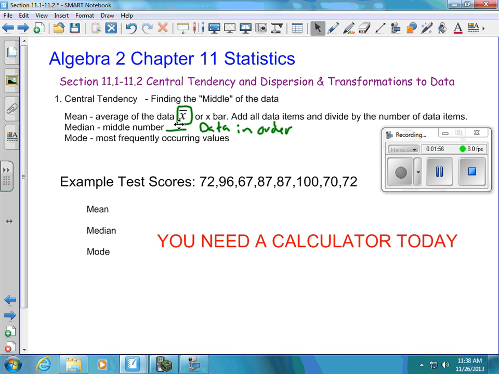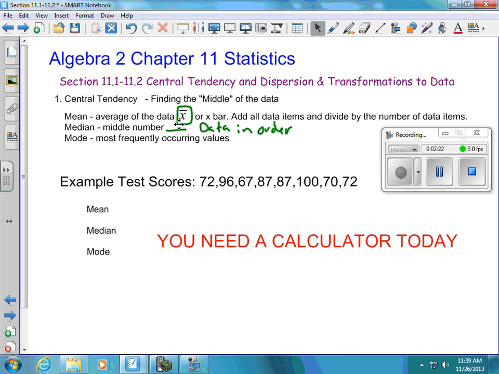If two or more values occur the most and they are the same, then it's kind of like a tie, and all of them get to be the mode. But if there are no repeats, or they all repeat the same amount of times, then there can be no mode. So, example of the test scores: 72, 96, 67, 87, 87, 100, and 72.